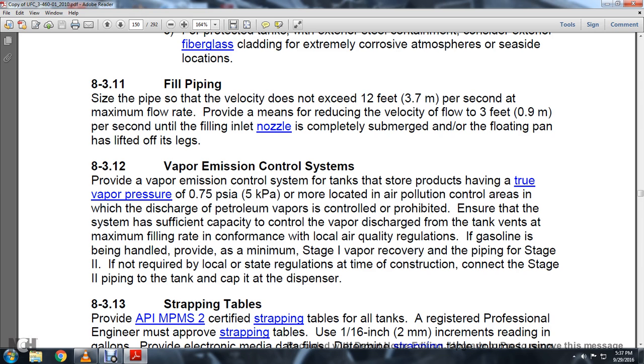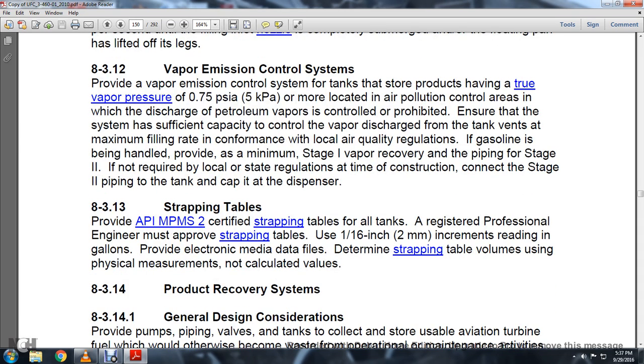If gasoline is being handled, provide a minimum of Stage 1 vapor recovery piping. If Stage 2 is not required by local and state regulation at the time of construction, connect the Stage 2 piping to the tank at the cabinet and the dispensers.